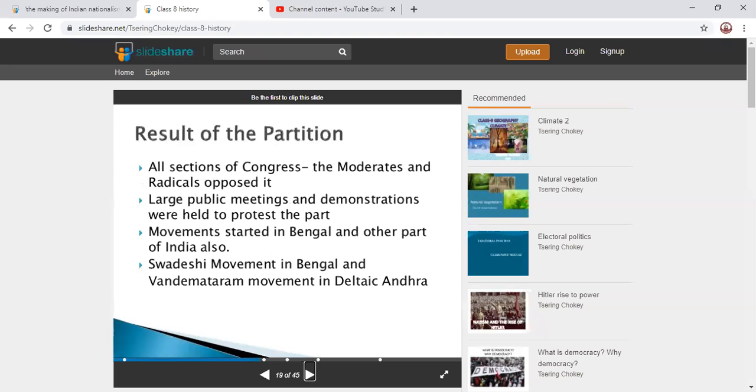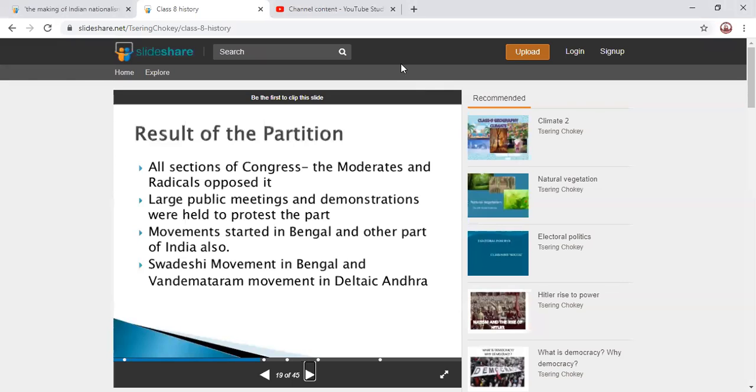So what were the results of the partition of Bengal? All sections of Congress, the moderates and the radicals, started to oppose the administration and British policies. Earlier only the radicals opposed, now the moderates also supported them and strictly opposed this act of Britishers, in which Lord Curzon divided Bengal into two parts.